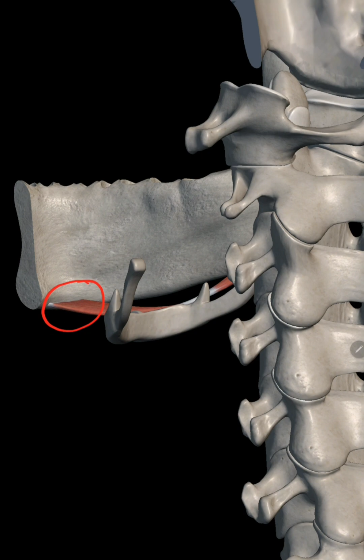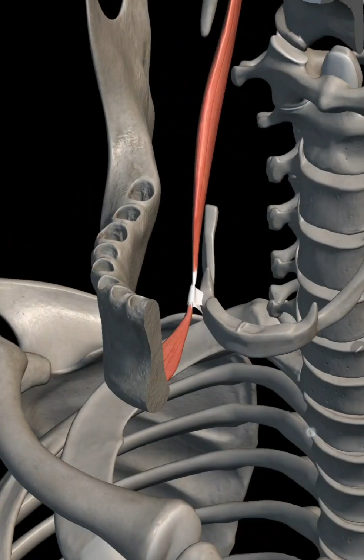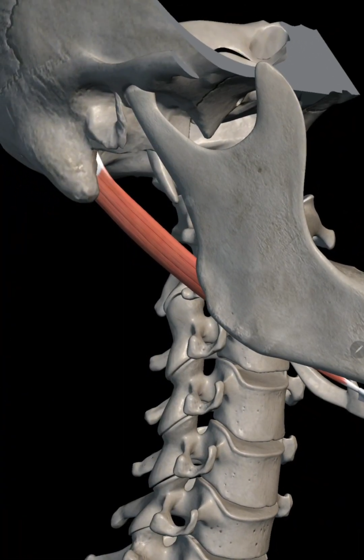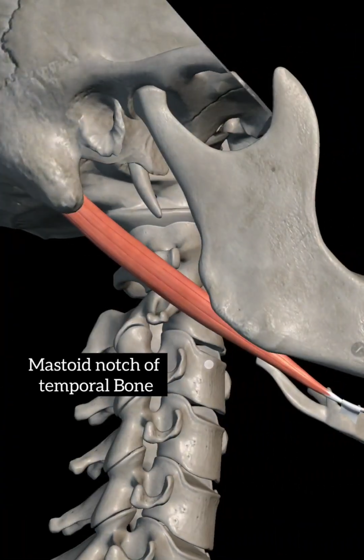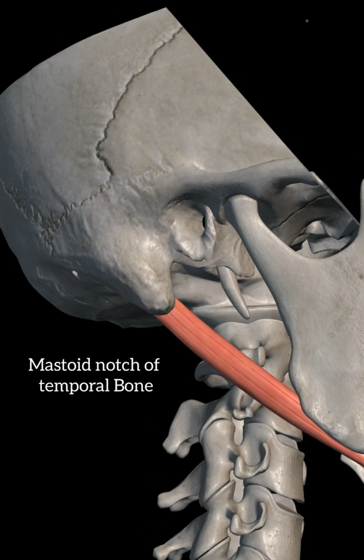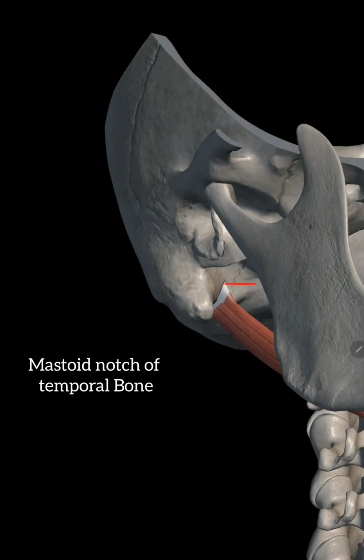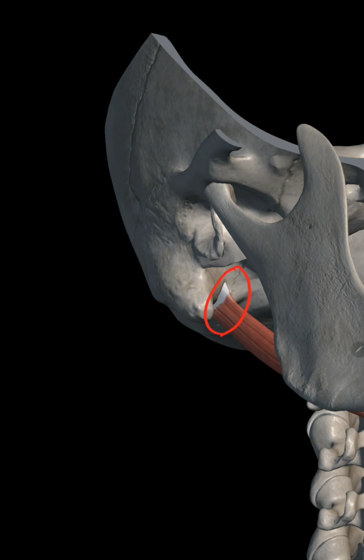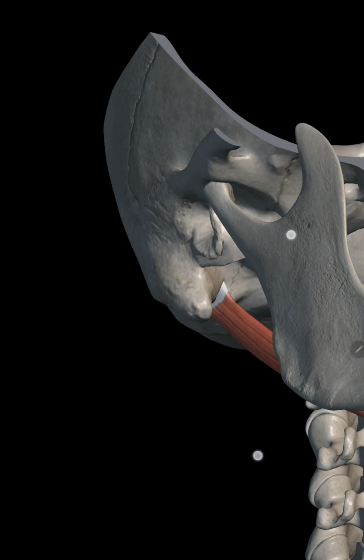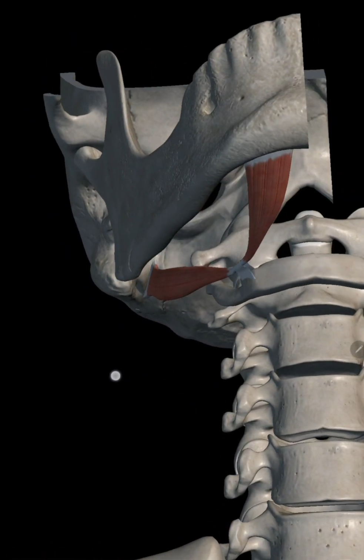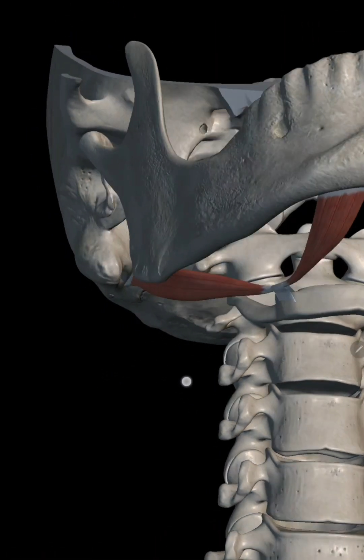Talking about the posterior belly, you can see here, this is the temporal bone. On the temporal bone, from the mastoid notch, is the origin of the posterior belly of the digastric. From the mastoid notch of the temporal bone. You can see here clearly from this view.